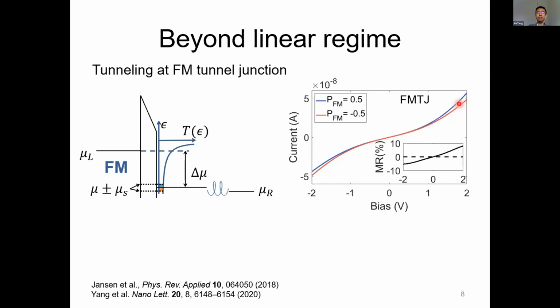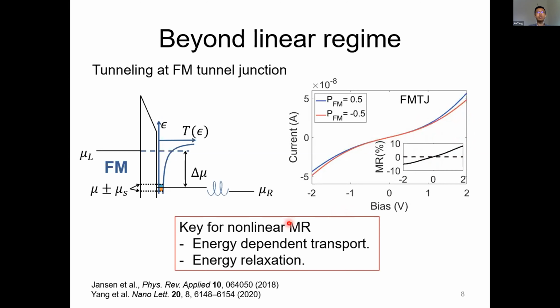Note that this MR signal is the difference of the two curves divided by the sum. I call it MR because it does not necessarily correspond to the spin polarization. So we have the MR signal that is finite at high bias. However, as we go to the linear response regime, so as we go to low bias, close to zero bias, these two curves have to exactly overlap each other. And as a result, the MR signal has to vanish at zero bias.